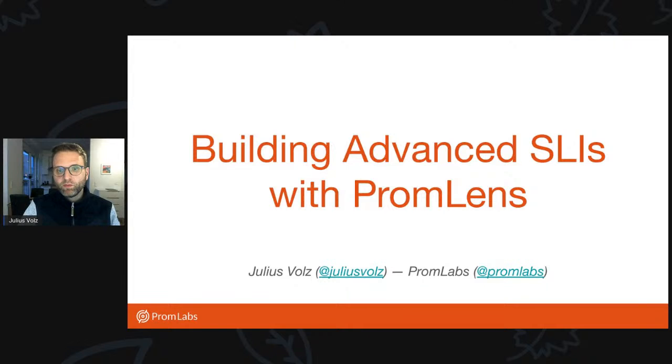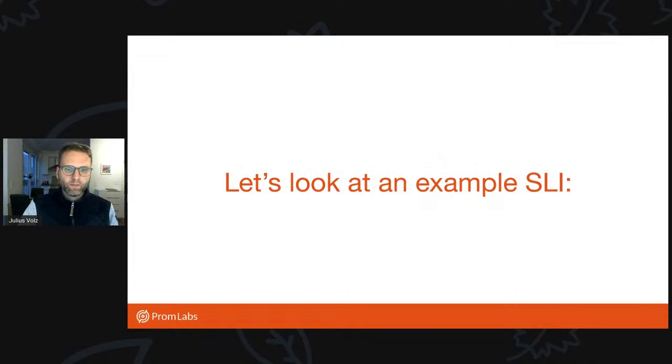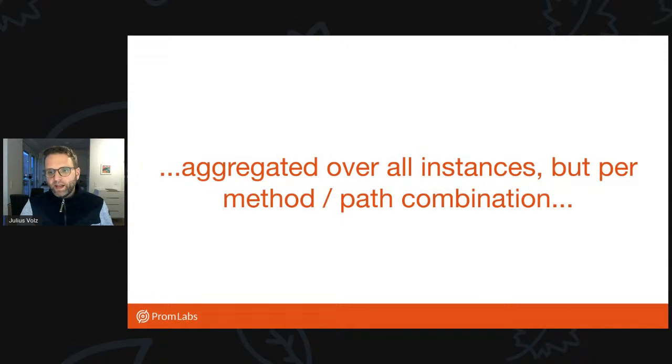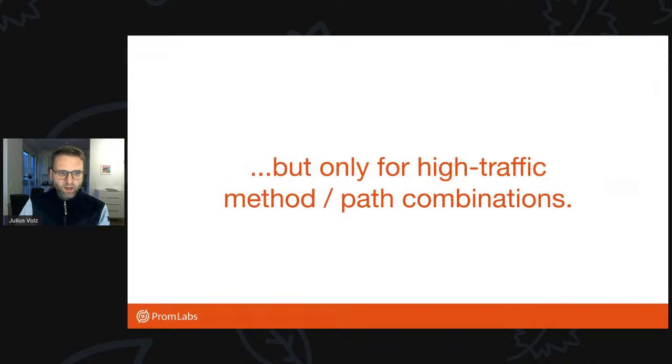So just as an example, if you want a bit more of a complex SLI than the ones built into Keptn, let's imagine we want to look at the 500 error rates of a given service that we care about. And we want to aggregate that error rate over multiple different service instances of that demo service, but we still want to split it up into different combinations of paths and methods. So we want to check each of those individually if their error rate percentage is pretty large for that combination.